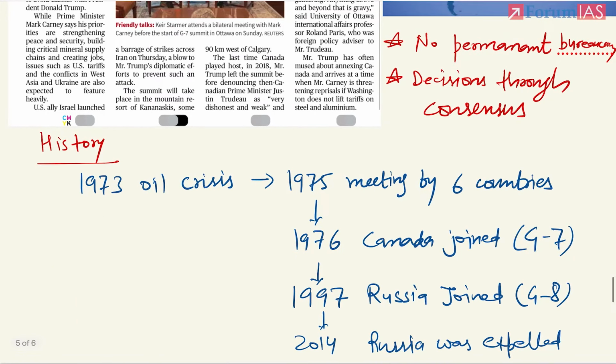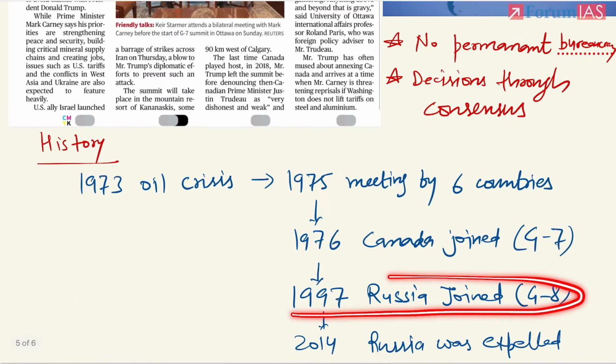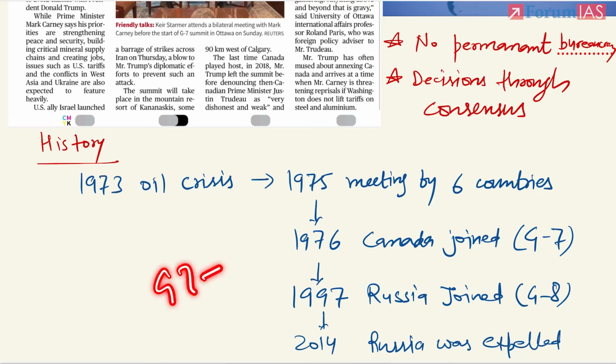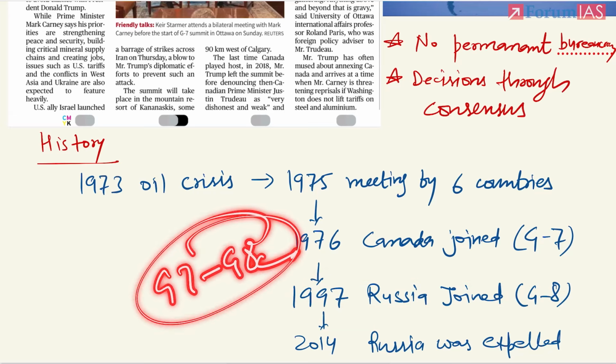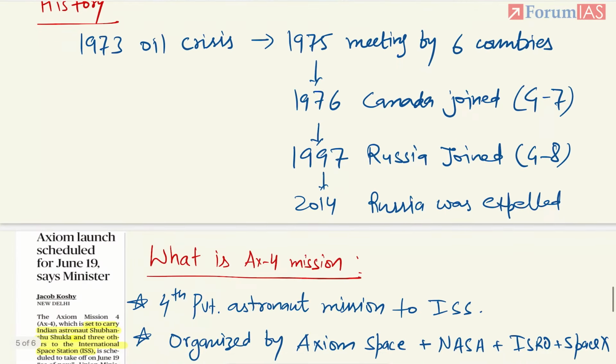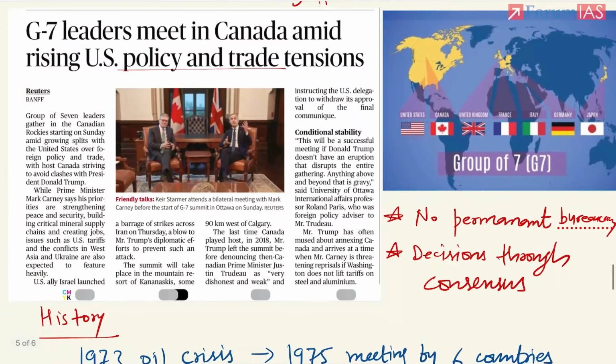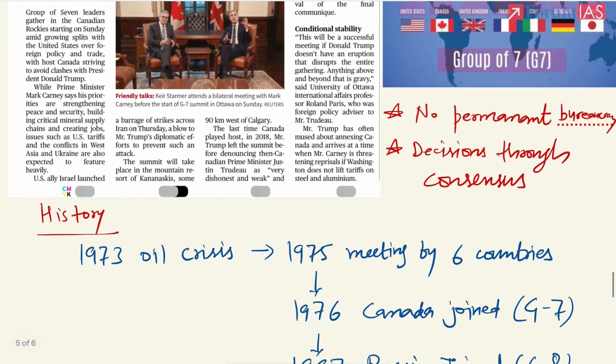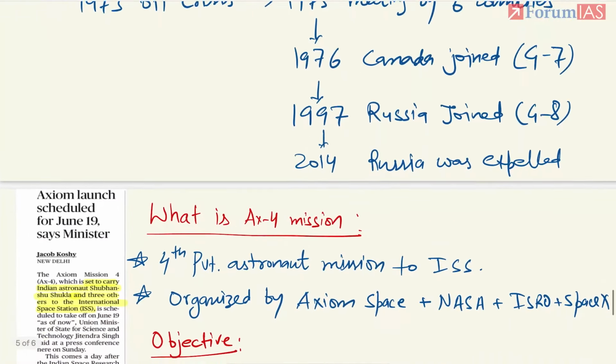Canada joined. Then in 1997, Russia joined. Yes, G7 to G8, till 2014 when Russia annexed Crimea. Russia was expelled from G7. So presently also there are 7 members only. Okay, so this is with the G7. We'll see more in detail in the upcoming analysis videos when the outcomes of the summit will come up.